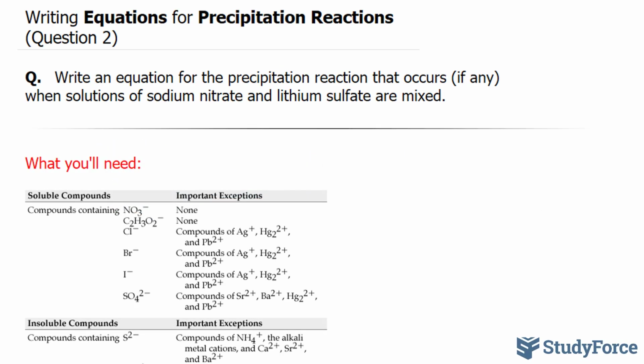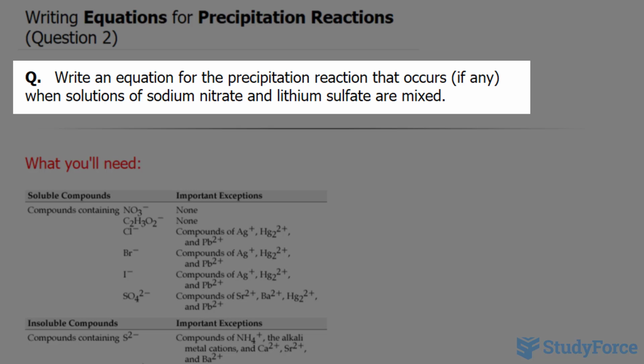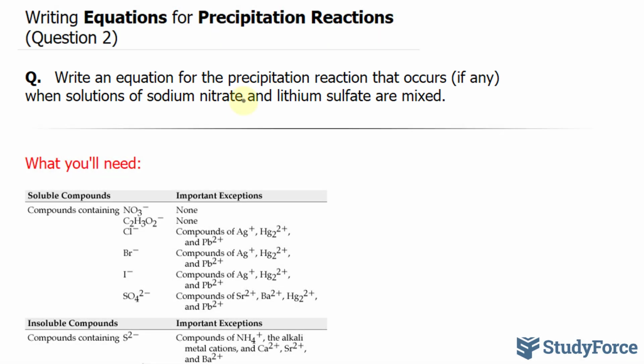In part 2 of our series where we write equations for precipitation reactions, we're asked: write an equation for the precipitation reaction that occurs, if any, when solutions of sodium nitrate and lithium sulfate are mixed. I want to start off by converting these names into their chemical formulas.